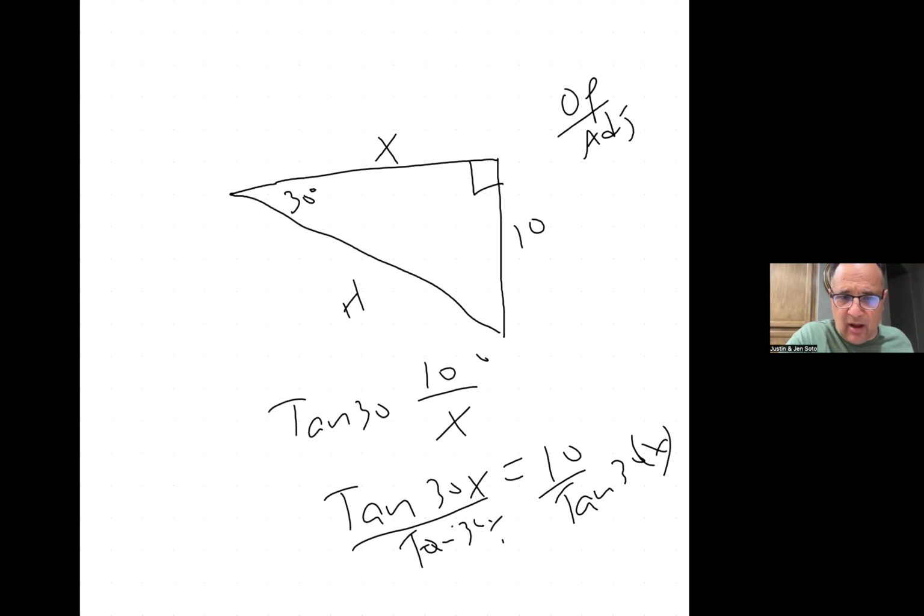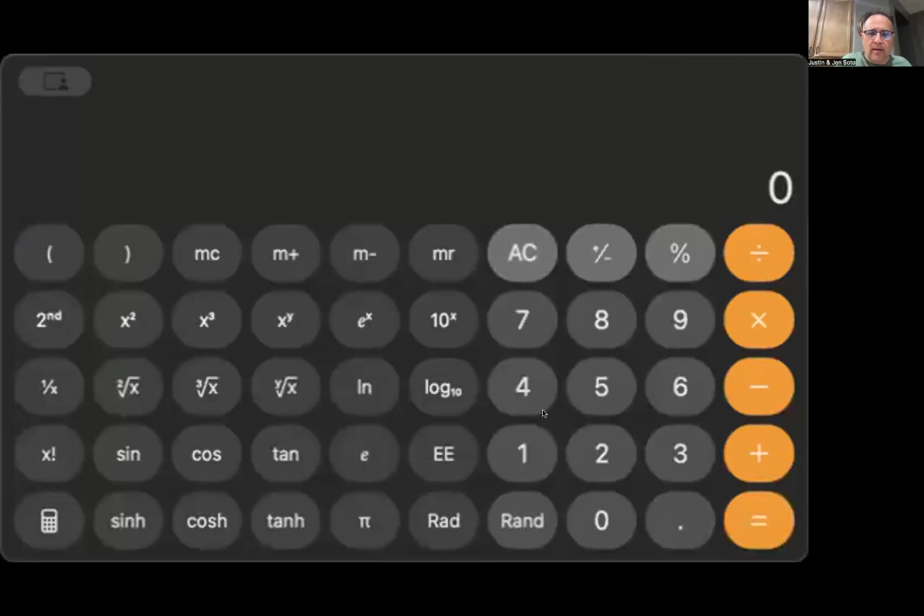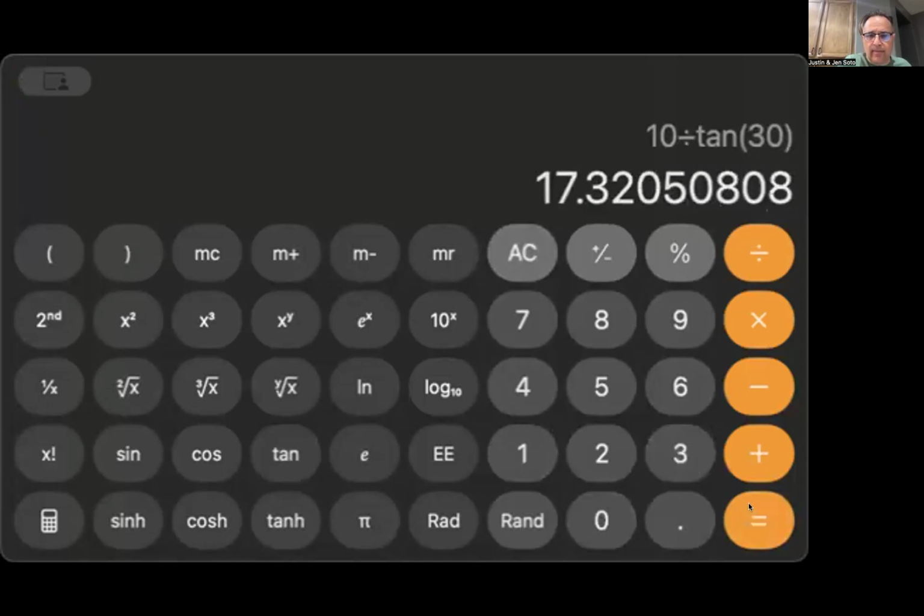Let me just go back to the calculator real quick on my computer. 10 divided by tangent 30 is 17.32, that's the answer. All right, why don't you try to do number 17? And I'm going to show you one thing about that one really quick before you start.